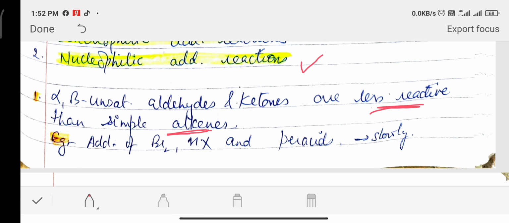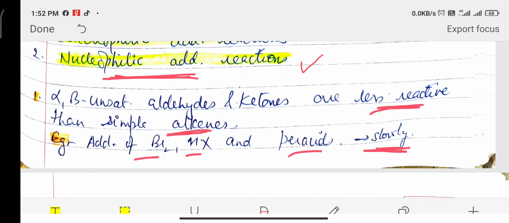As we have already seen, in aldehydes and ketones we have mainly done nucleophilic addition reactions. We have not done electrophilic addition reactions because aldehydes and ketones are less reactive towards electrophilic addition; they generally undergo nucleophilic addition reactions. In electrophilic reactions, that is, addition of bromine, addition of HX or peracids, they react very slowly.